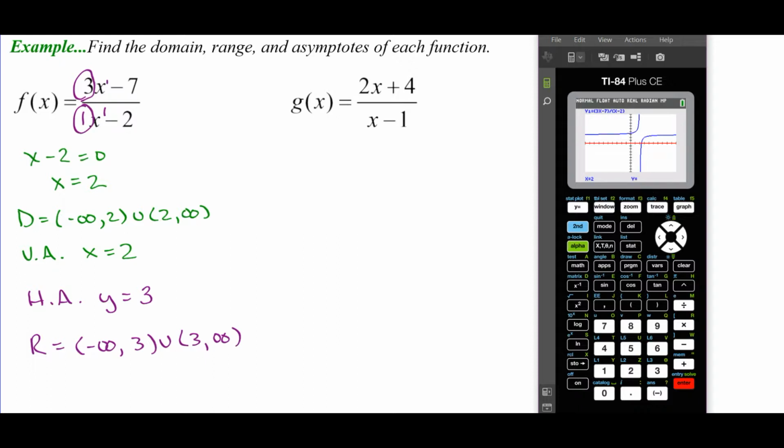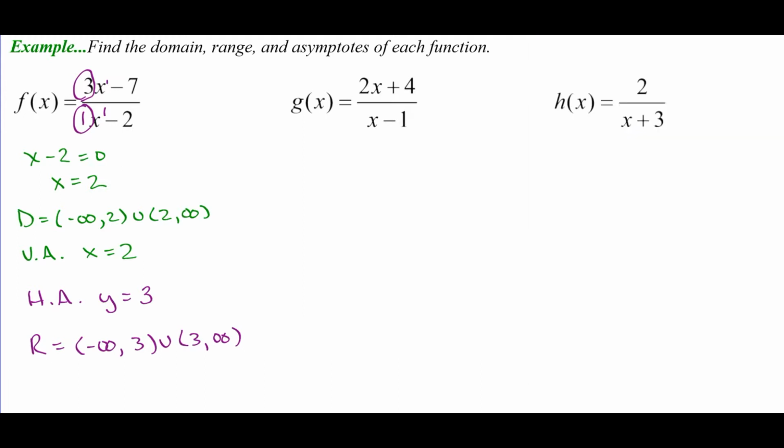And then we believe that our horizontal asymptote is at y equals 3. I'm just going to graph that. So I'm going to go back and put y equals 3 in for my y2 and just see if that matches up on our graph. So that does appear to be my horizontal asymptote. So it's a nice way to confirm the solutions that you got working algebraically.